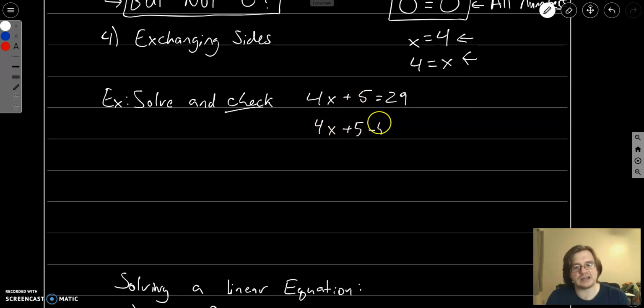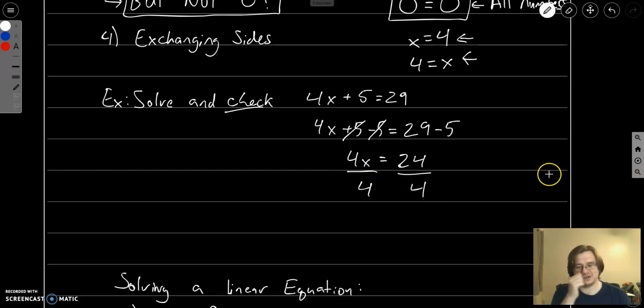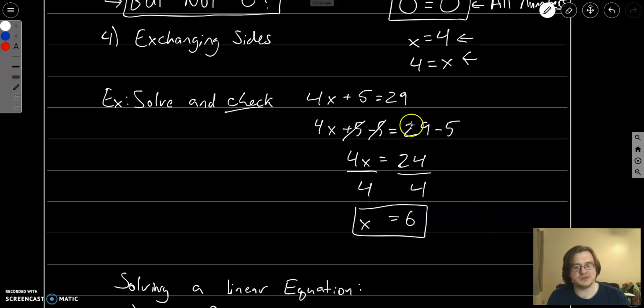So I will subtract a 5 from both sides of the equation. Simplifying, I get 4x, and the 5s cancel. These guys will simplify to 24. And now I've got a 4x. I want to get the x by itself. So divide both sides by 4, and I'll get x is equal to 6. This is much simpler than dealing with the original equation. I can see the solution here. I couldn't see the solution up there.